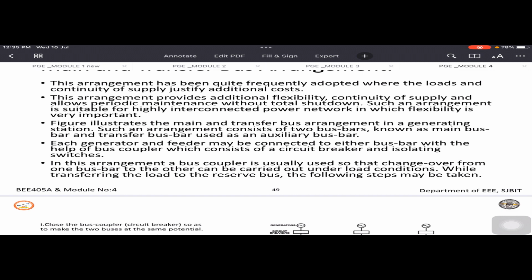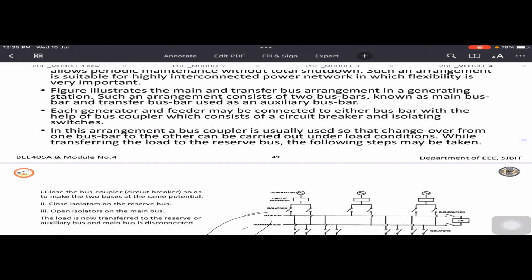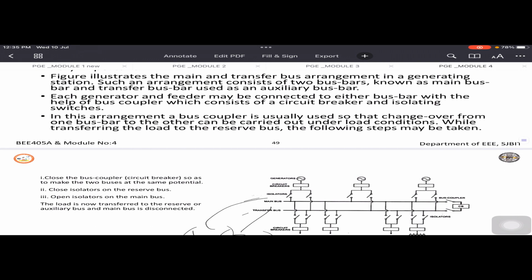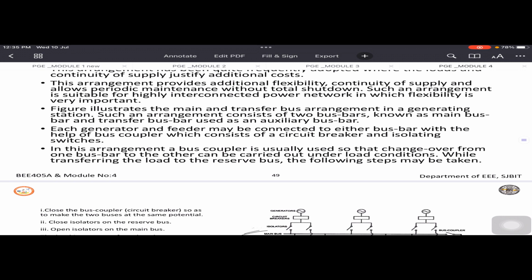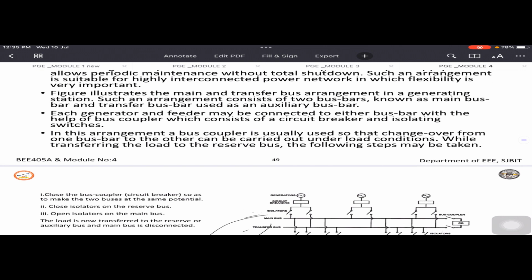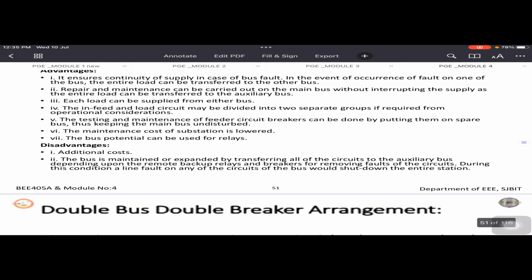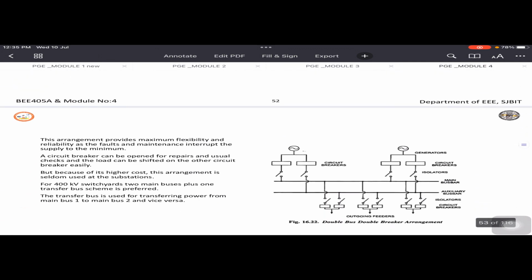When you need to maintain anything periodically, there is a transfer bus. The entire load can be transferred to the second bus with the help of a bus coupler. You can observe the bus coupler at the right end. This bus coupler helps us transfer the load, and the entire system keeps working without any closure. Cost wise you need to bear more because an additional transfer bus is employed. But whenever service or a fault occurs, we can easily transfer and continue working. That is the advantage.